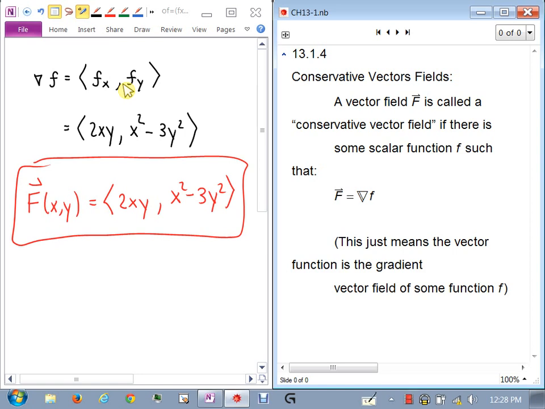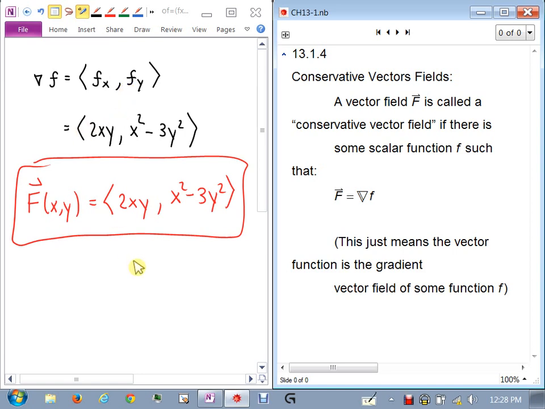The big thing for us will be, if I give you a vector field and I don't show you where it came from, can you tell me if it's conservative? Without showing, so imagine I didn't give you this example. I just gave you this. Can you come up with the little f this came from? If you can, then you can tell me it's conservative. If you can't, you can tell me, I think it's conservative. Right? That's about all you'll be able to do.